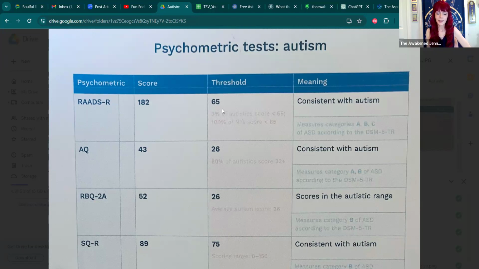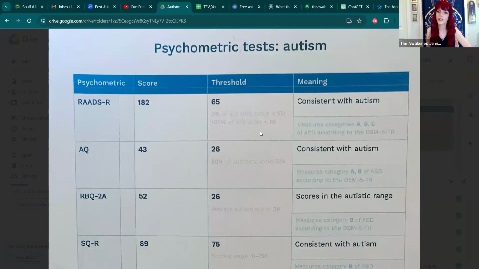The threshold is 65. Anything over 65 is consistent with autism, so the higher up, the more likely you are autistic. So I've got consistent with autism. This test is measuring how much you mask. I did know that I had a very high masking score. That's very typical for people who are late diagnosed.